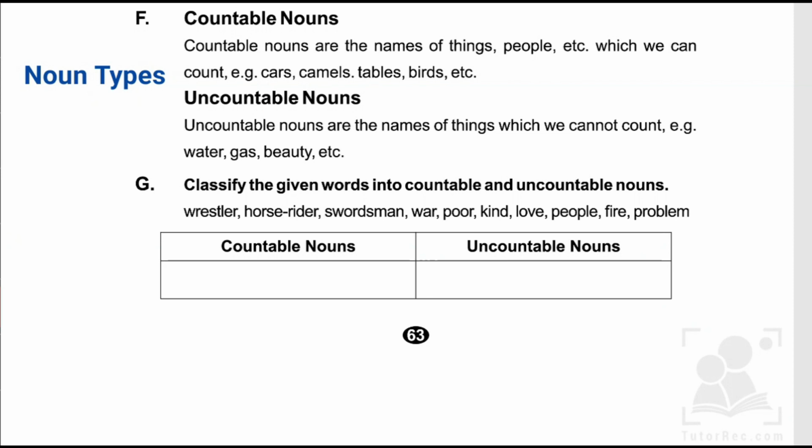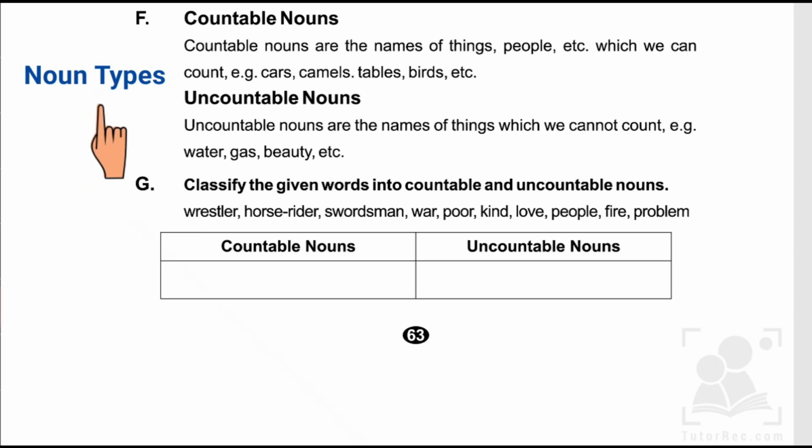Hi kids, in today's video we are going to learn noun types. In our previous videos we learned about noun with its basic definition, that it is a word or a naming word that shows the name of a person, place, animal or anything. So in its simpler manner we can say a noun is a word that shows the name of a person, place or thing.